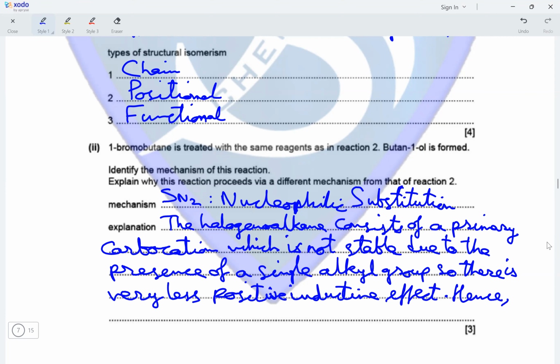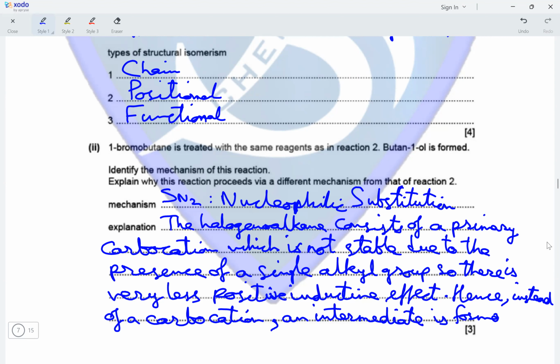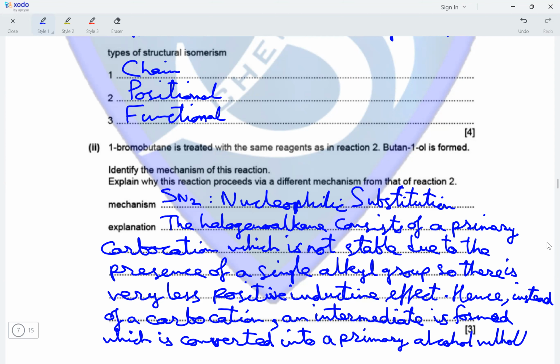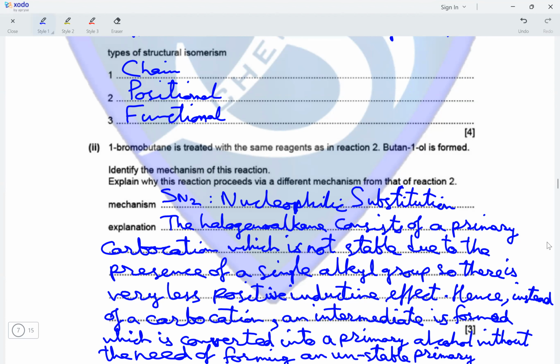Hence, instead of a carbocation, an intermediate is formed which is converted into a primary alcohol without the need of forming an unstable primary carbocation.